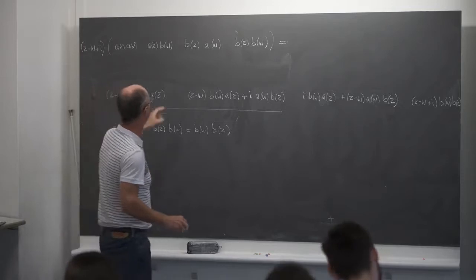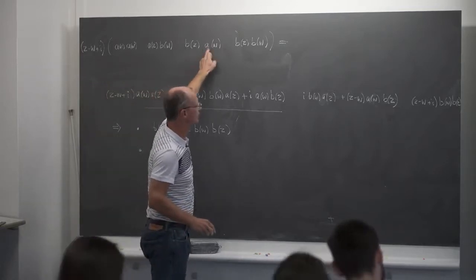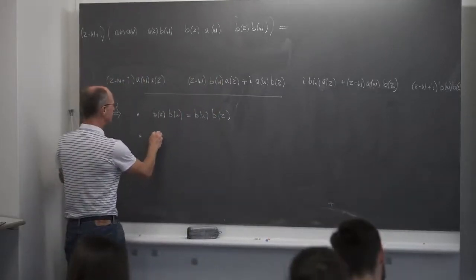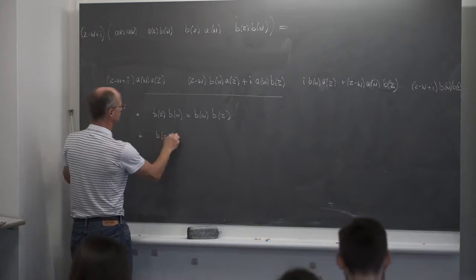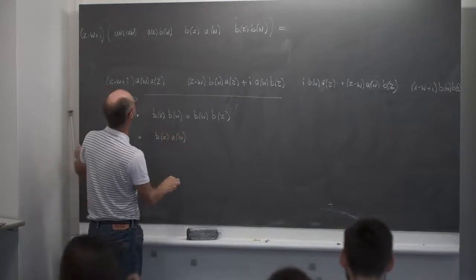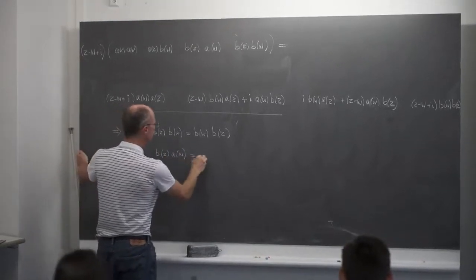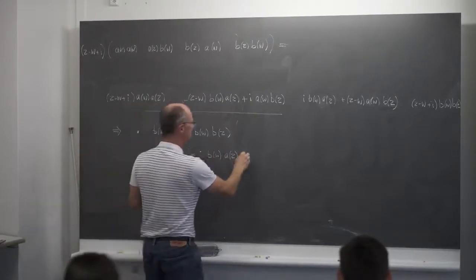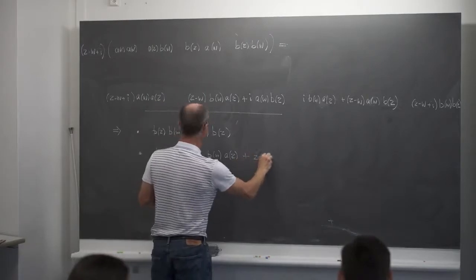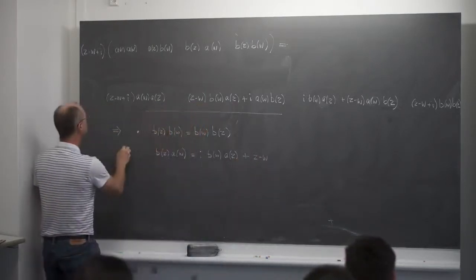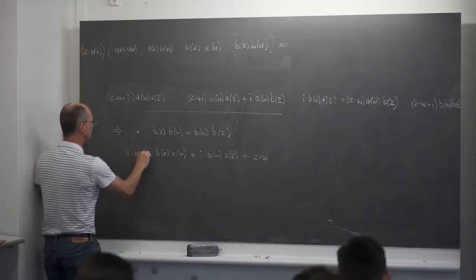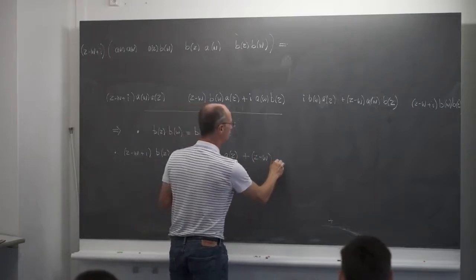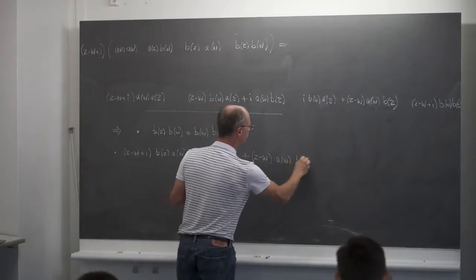Now, I'll be interested in the third term. So this equation, I will... B of z, A of w is I, B of w, A of z, plus here, z minus w plus I, as z minus w, A of w, B of z.